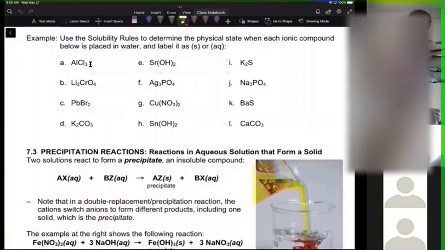As I go down, I don't see anything from rule number 1. I don't see anything from rule number 2. I have aluminum and chloride. So I get to chloride in rule number 3, and aluminum is not listed as an exception, and that means this will be aqueous. So I'm going to write that designation as aqueous. Now what I'd like you to do is go through all of these and write solid or aqueous on each one.